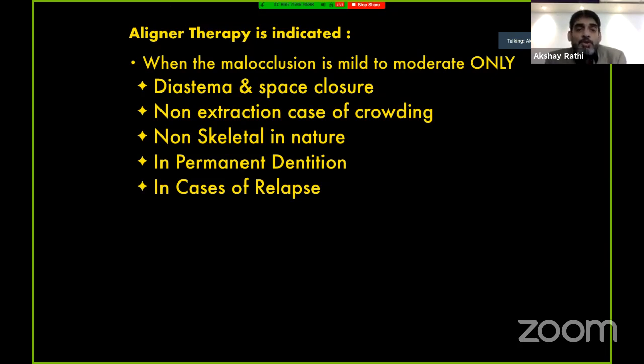So you as a general dentist will start with your first cases when you come across cases of spacing, non-extraction cases of crowding, and cases of relapse, which may have been extraction cases or non-extraction cases where relapse has taken place either in the form of opening of spaces or of the teeth going into crowding or rotations.